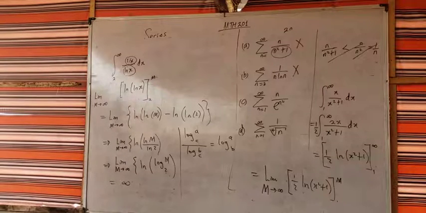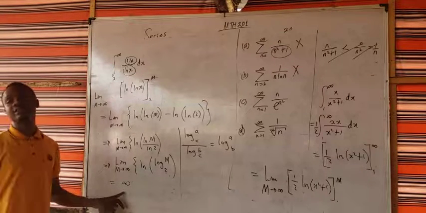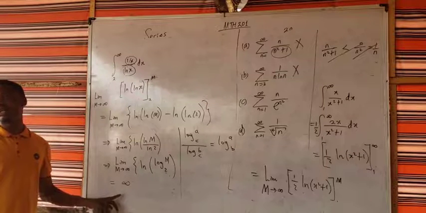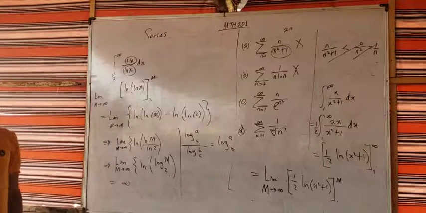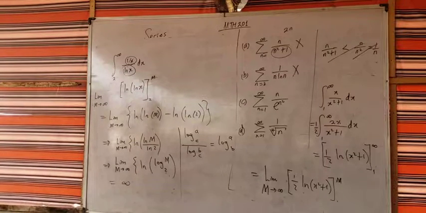So that means the series is divergent. Is that clear? It is divergent. That is that, about that. So look at the next one. C. How would you approach C? Which of the tests do you think will work for C?